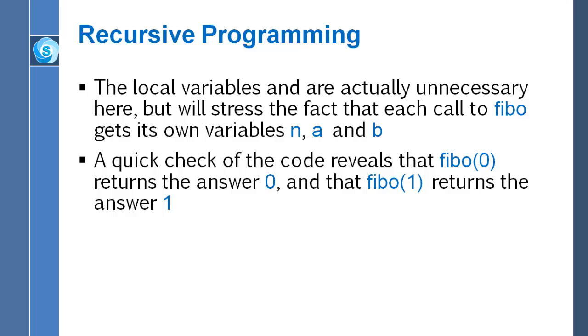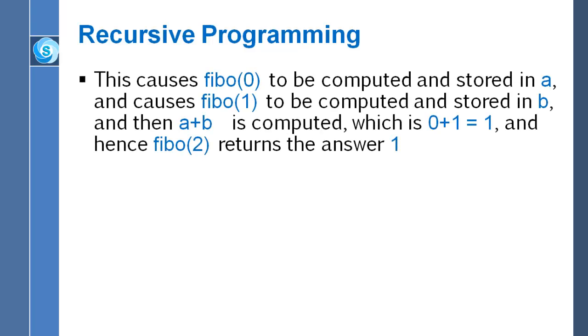Okay, so Fibo of 0 is clearly 0. Fibo of 1 is clearly 1. All right, what about Fibo of 2? Well, Fibo of 2 is going to call recursively Fibo of 0 and Fibo of 1 and add them together. So that's going to be 0 plus 1, and that is equal to 1. Okay?